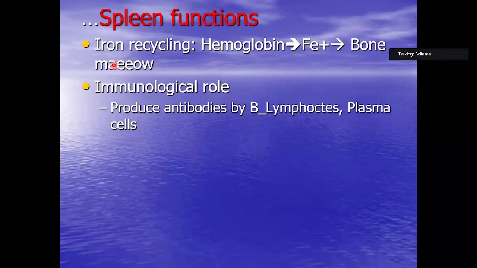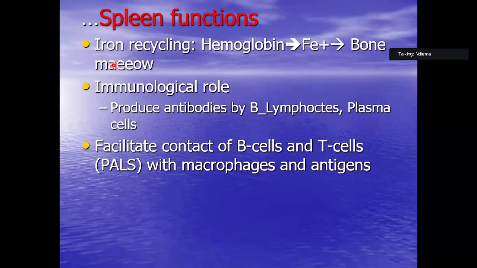We also have the spleen acting in an immunological role by production of antibodies. The B cells are exposed to the antigen by antigen-presenting cells. These B cells then, after being exposed or activated, are transformed to plasma cells, which then can get into the tissues where you can have infection occurring.